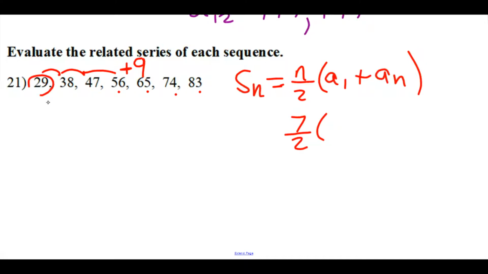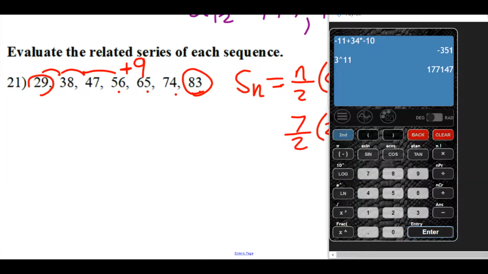A1 is the first term, 29. And an is the last term, 83. So let's check it out here. We've got 7 over 2 times 29 plus 83. 392.